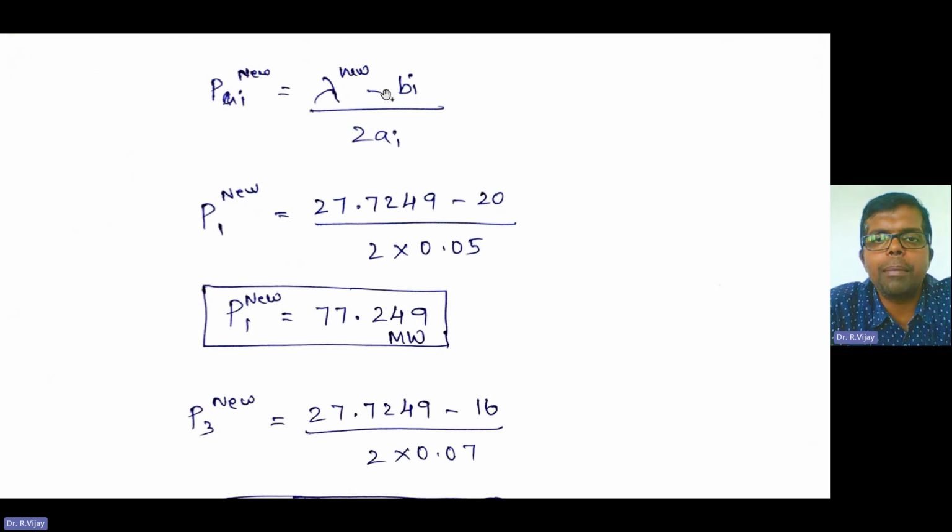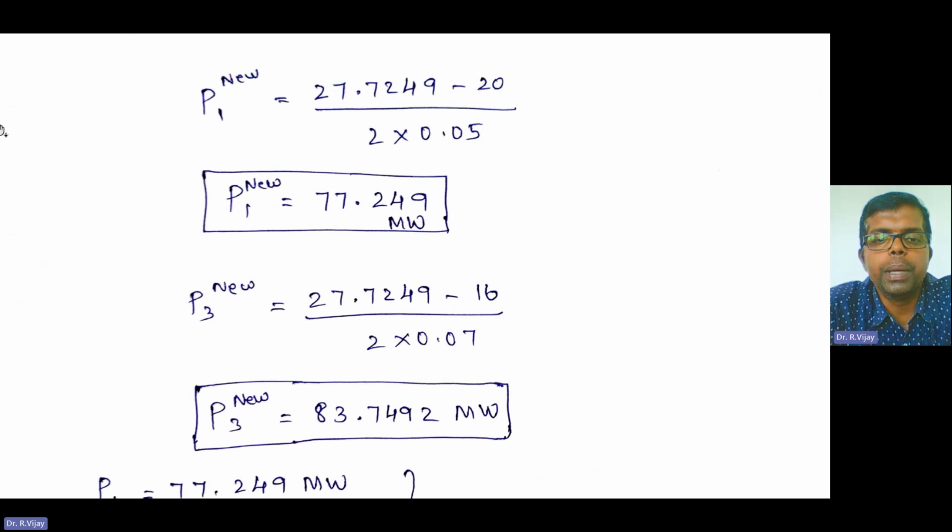PA nu is equal to lambda nu minus BA divided by 2AI. So lambda nu we calculated as 27.7249 minus B1, because BI, this is the general formulation. Now we are calculating P1 nu, so B1 divided by 2A1. Just substitute all these fuel cost coefficients and simplify it. We are getting the answer as P1 nu is equal to 77.249 megawatt. Similarly, P3 nu also, lambda nu minus B3 divided by 2A3.